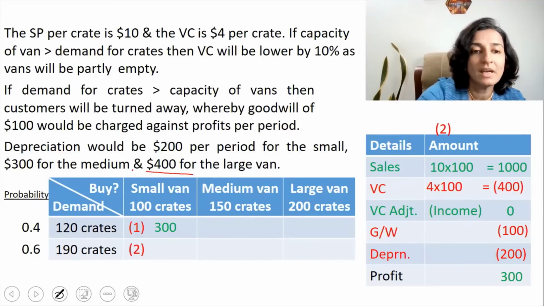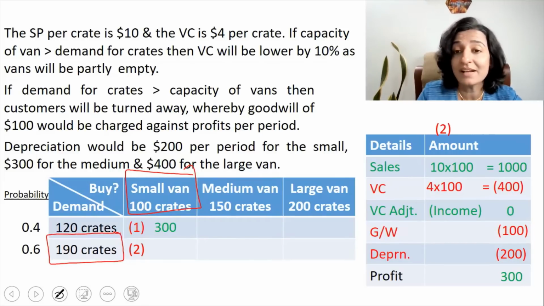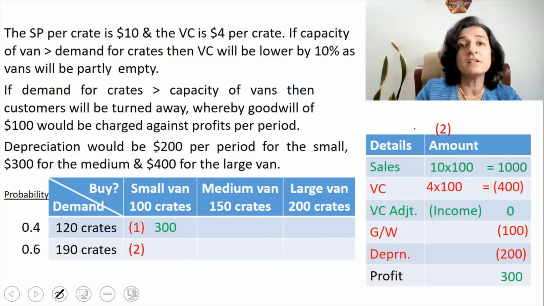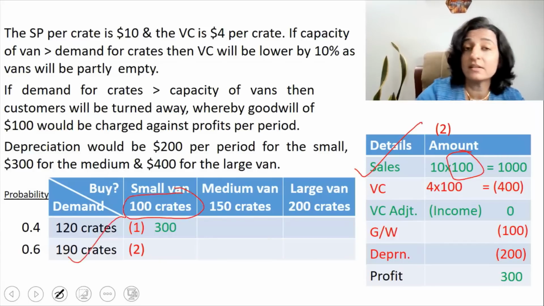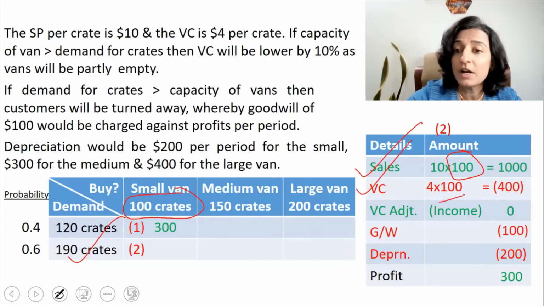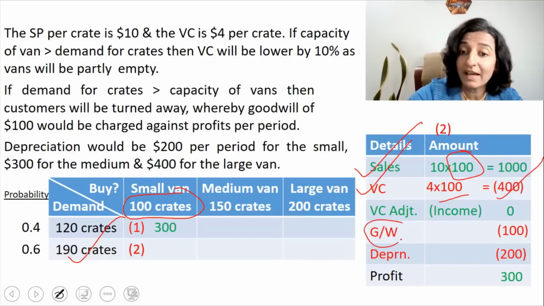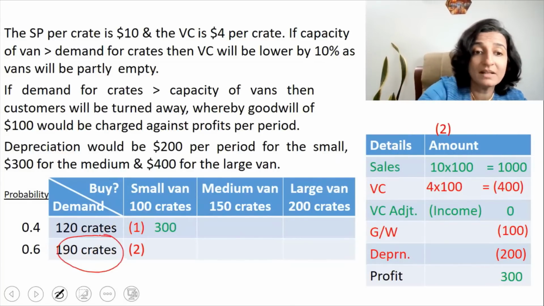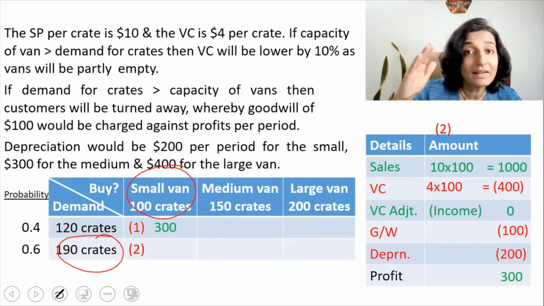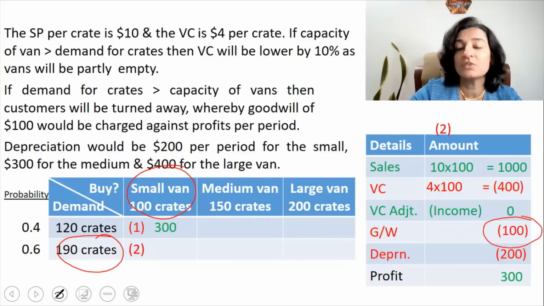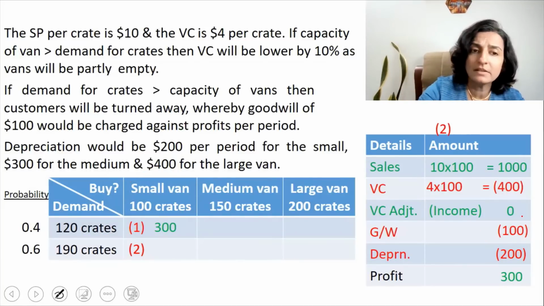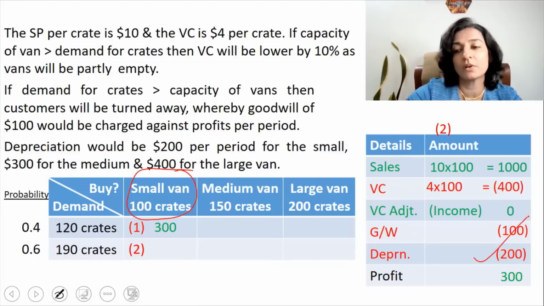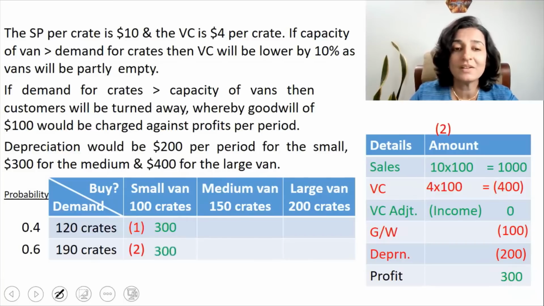What is the second situation? We have a small van with a capacity of 100 crates and the demand is 190 crates. So all the figures remain the same. We will be able to sell the entire quantity of 100 crates because the demand is very high and the variable cost for 100 crates is again $400, and we will have to make a goodwill adjustment because the demand is greater than the capacity, which means that we will have to turn away certain customers and therefore the goodwill adjustment is $100. And finally, the depreciation for the small van is $200. So basically, it is a very same figure that comes in the second slot also as $300.